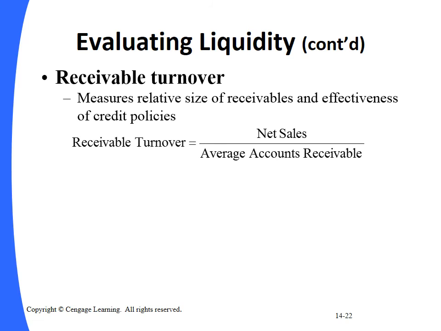Okay, the receivable turnover says how quickly do we collect our accounts receivable? Obviously, you don't want your customers to wait a long time to pay you. The faster they pay, the better off you are. Lots of times it depends on the company's policy. So a company that gives their customers 30 days to pay is not going to collect as quickly as a company that gives their customers 60 days to pay. But typically it's determined by the industry.